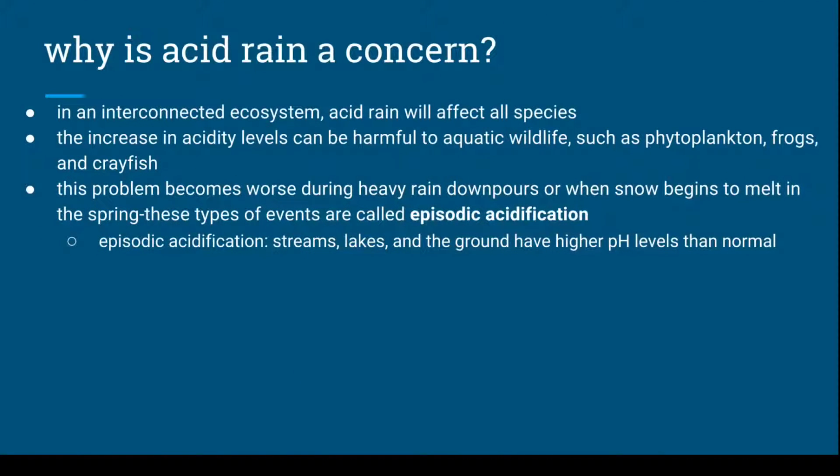Why is acid rain a concern? Acid rain is a concern because in an interconnected ecosystem, all types of species will be affected, even the non-aquatic ones. The rain will become more of a concern during heavy downpours or when snow begins to melt. These types of events are called episodic acidification, which means streams, lakes, and the ground have higher acidity levels than normal.